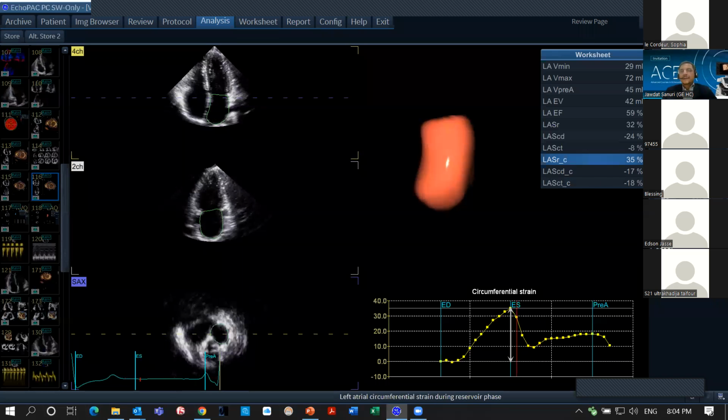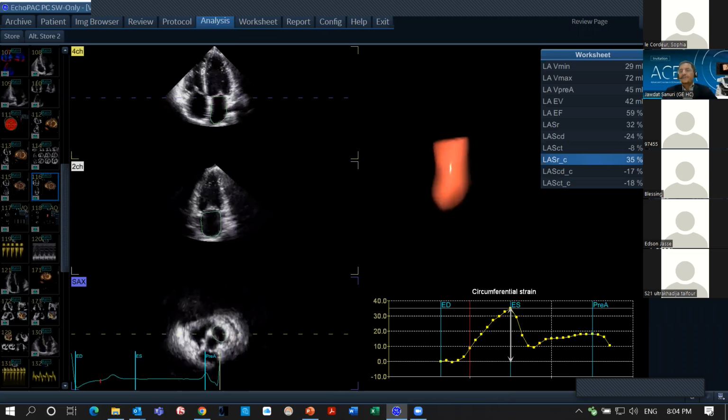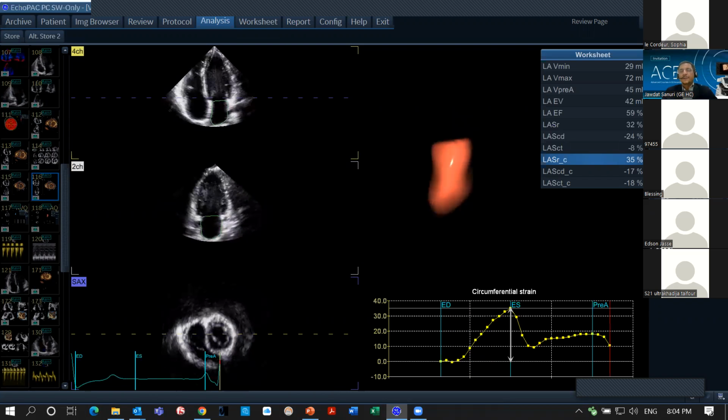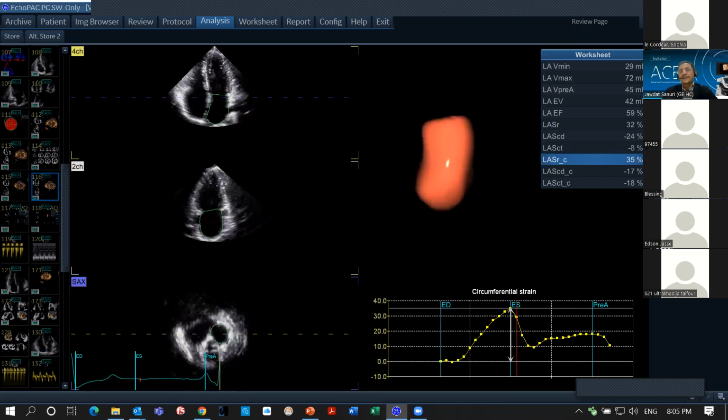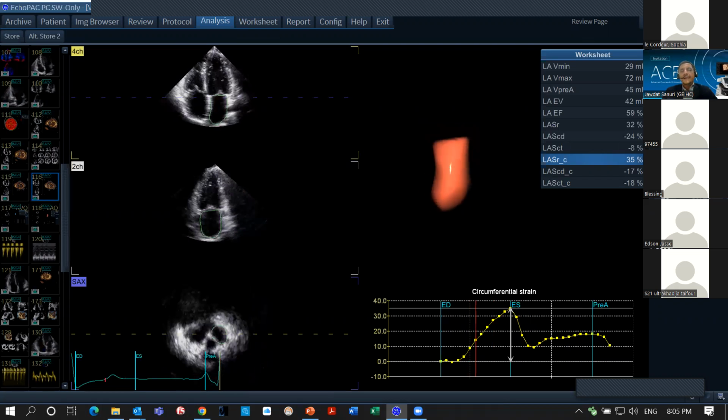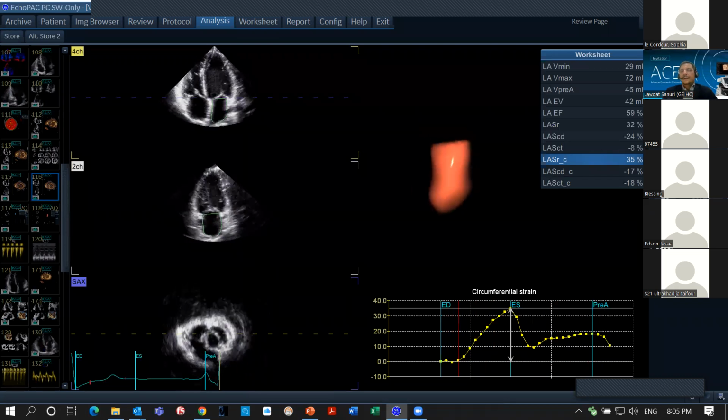Questions about LA strain and all chamber quantifications? We covered left atrial quantification, we covered RV quantification, we covered LV quantification and LV strain as well, all in 4D, of course. So any questions before we go to valve quantifications?